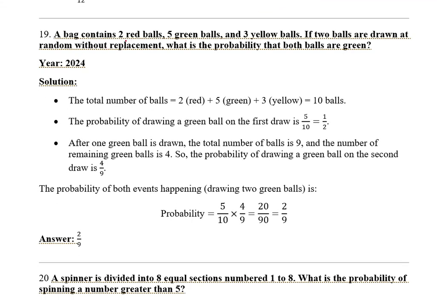A bag contains 2 red, 5 green, and 3 yellow balls. If 2 balls are drawn at random without replacement, what is the probability that both balls are green?